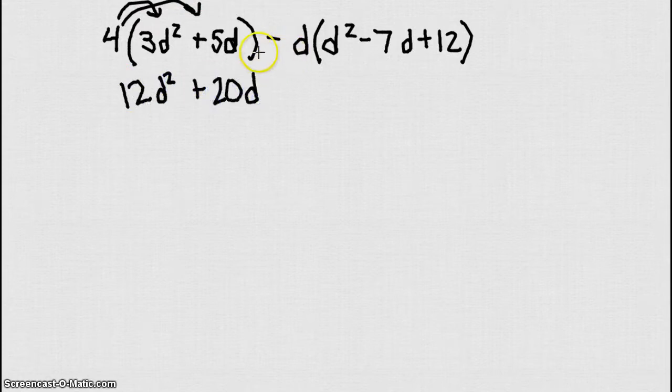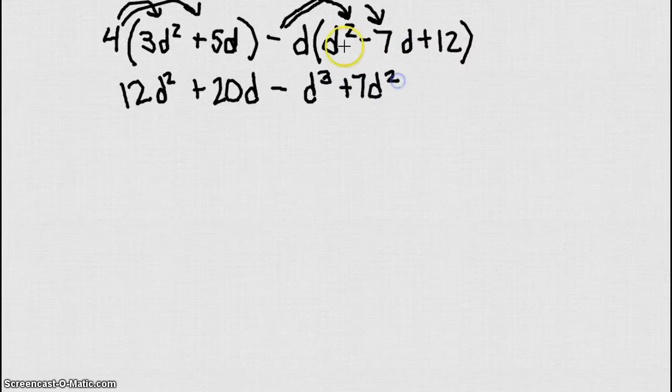Then in this case, realize we're subtracting a quantity here. So we're going to take this minus d and distribute it. So minus d times d squared would be minus d cubed. Minus d times negative 7d is going to be plus 7d squared. Minus d times 12 is going to give me minus 12d.